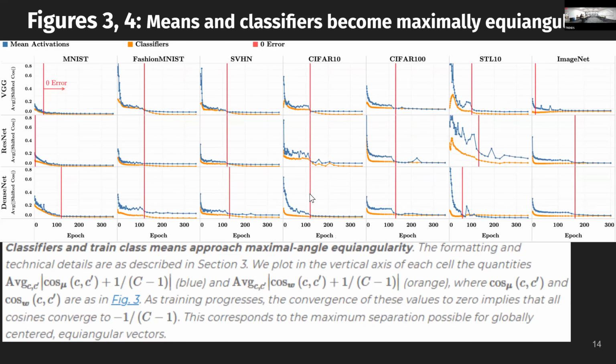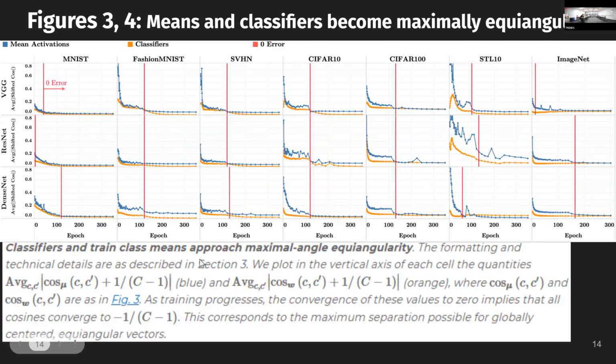This is figure 4, which is showing the maximum angle. So let's look at exactly what they're measuring. Oh, this is so tiny on this slide. It's the average shifted cosine, right? They're looking at this cosine just shifted over. So it's the cosine of the angle plus 1 over c minus 1, and that's the orange.